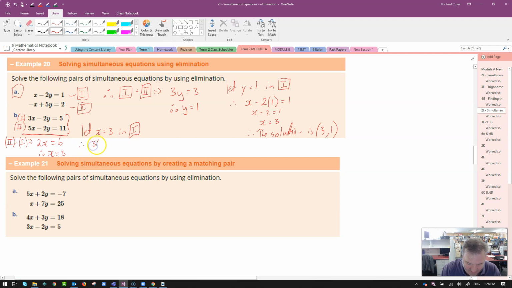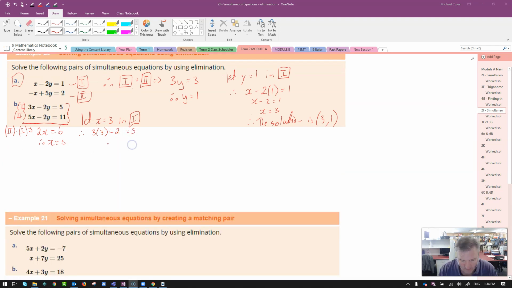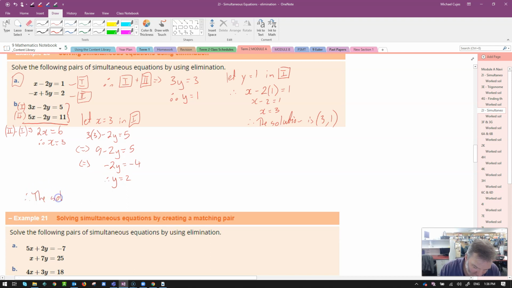Therefore, I'm going to have 3, and instead of x, I write 3. 3 times x minus 2y equals 5. So that's equivalent to 9 take 2y equals 5. Subtract 9 from each side. I've got negative 2y. 5 minus 9 is negative 4. Dividing by negative 2, I'm going to end up with y equals 2. Therefore, the solution is x was 3 and y is equal to 2.